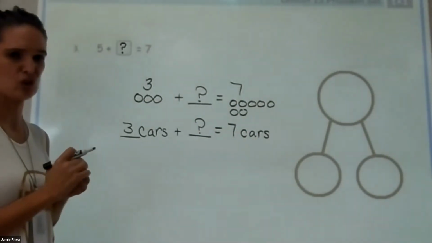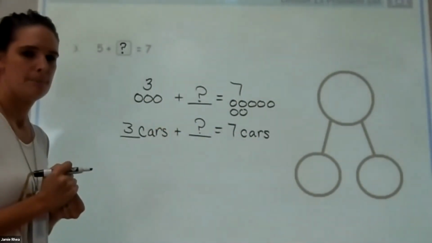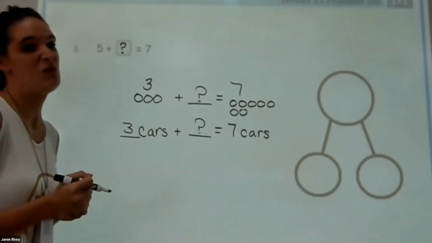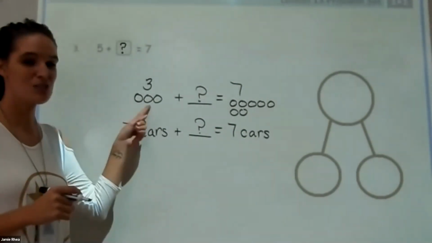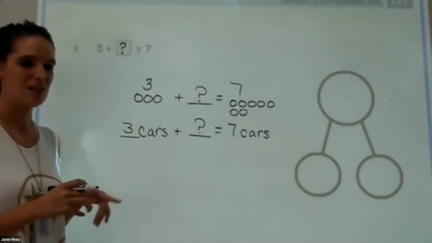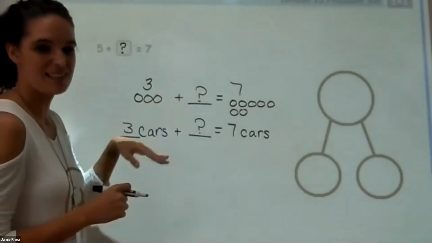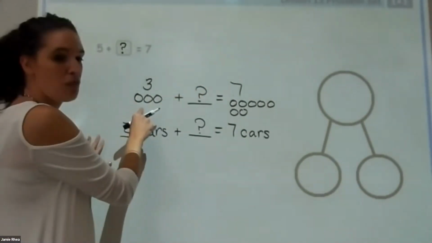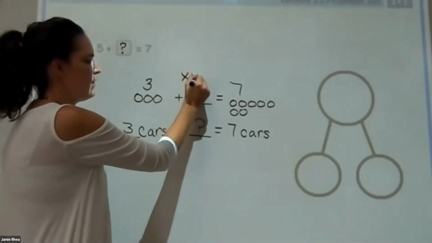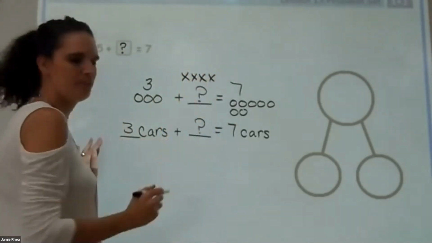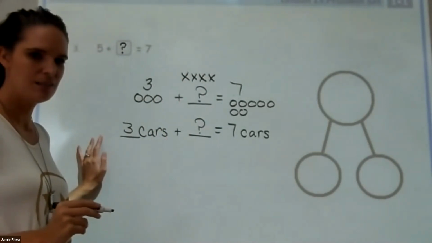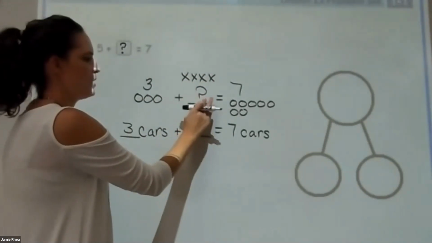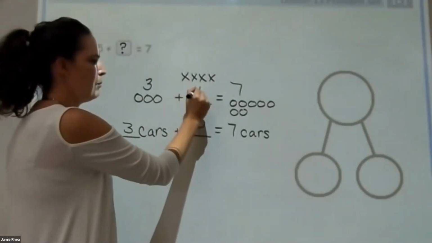What can we do to solve for our mystery number? If you said we could count on, you would be right. We can start with 3 and count on to 7. So what I'm going to do is make some X's to count on to help me figure out how many more I need. So I have 3, 4, 5, 6, 7. How many X's did I draw? 1, 2, 3, 4. I drew 4 more. So his brother brought 4 more cars.